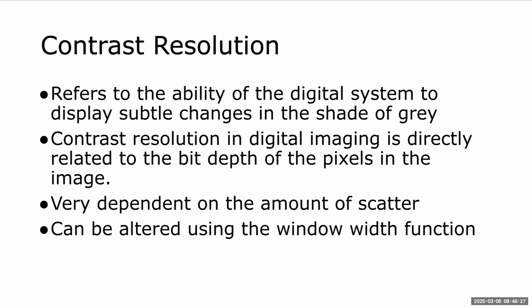So contrast resolution, again, is the ability of the digital system to display subtle changes in the shade of gray. And it is very dependent on the amount of scatter. We know that scatter is very degrading to imaging, whether we're talking about film screen, CR, or digital imaging. We still need to try to keep the amount of scatter that reaches the IR to a minimum. And we can alter the contrast through post-processing functions: window width is what controls the contrast, and window level is what controls the brightness.